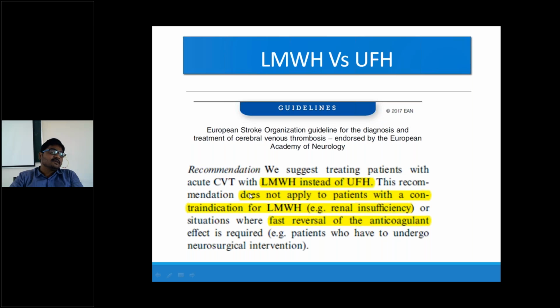Low molecular weight heparin means what? What is the drug? Can anyone tell? We are using it in COVID patients also. Enoxaparin 40 mg. Yes, enoxaparin, dalteparin, tinzaparin, right? Enoxaparin is the most commonly used, right?